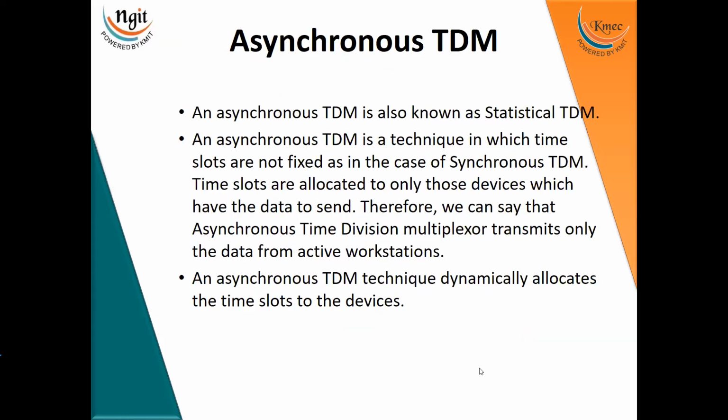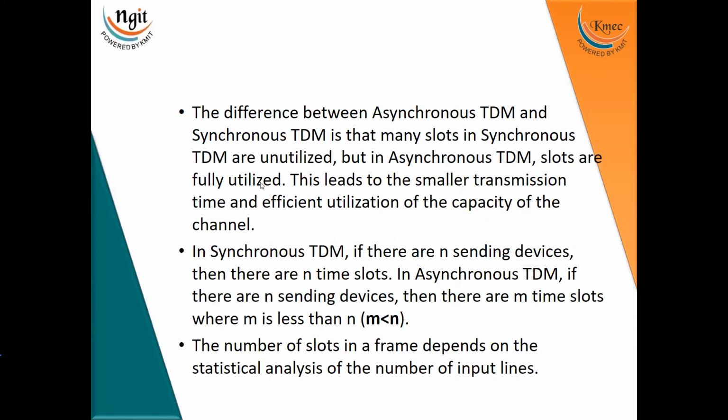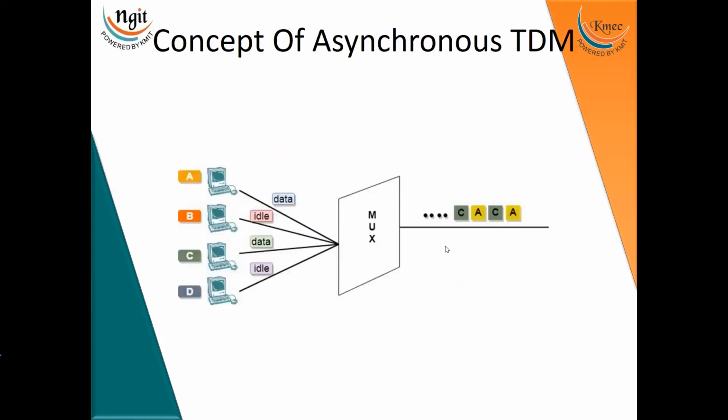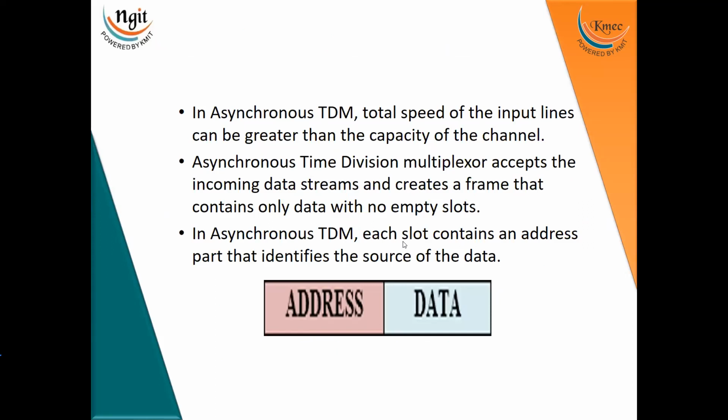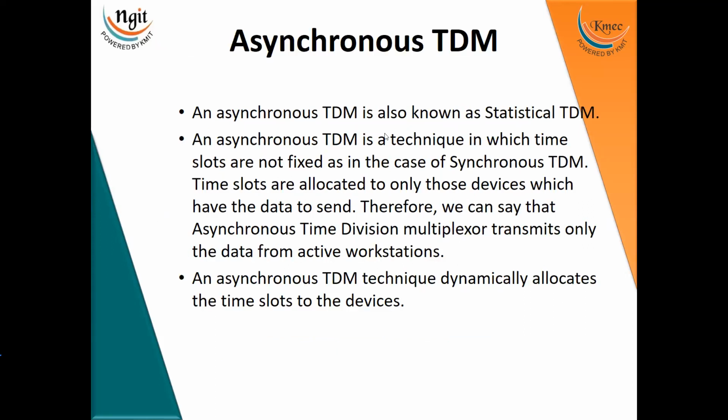And next, we have asynchronous time division multiplexing, which is also known as statistical time division multiplexing. It is a technique in which the slots are not fixed, as in the case of synchronous time division. Time slots are allocated only to those devices which have data to send. Therefore, we can say that an asynchronous time division multiplexer transmits only the data from active workstations.